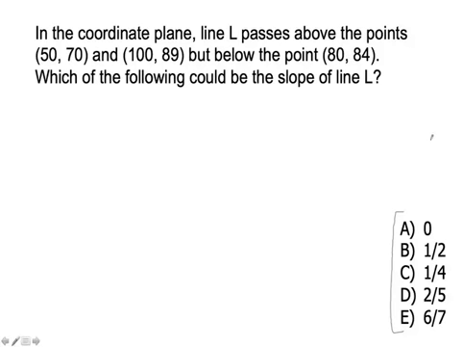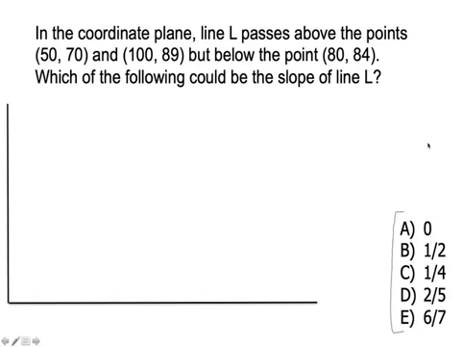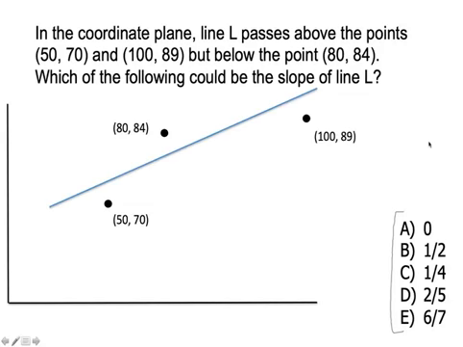All right, let's sketch this, shall we? So we've got our coordinate plane right there. We have the point (5, 70), the point (1, 89), and then the point (80, 84). And generally what we're looking for is a line that goes above the points (5, 70) and (1, 89), but below the point (80, 84).